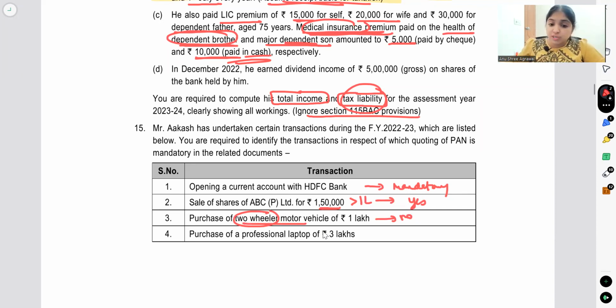Then purchase of professional laptop of 3 lakhs. All these purchases more than 2 lakhs, PAN is mandatory. As it is more than 2 lakhs, you have to disclose your PAN. You have to quote your PAN. Okay, so current account, bank account, demat account, mandatory. Shares more than 1 lakh, mandatory. Debentures more than 50,000, mandatory. Mutual fund units also more than 50,000, it will be mandatory. Two-wheeler motor vehicle, 1 lakh. Two-wheelers not required. Only for four-wheelers it is required. And professional laptop, anything more than 2 lakhs required.